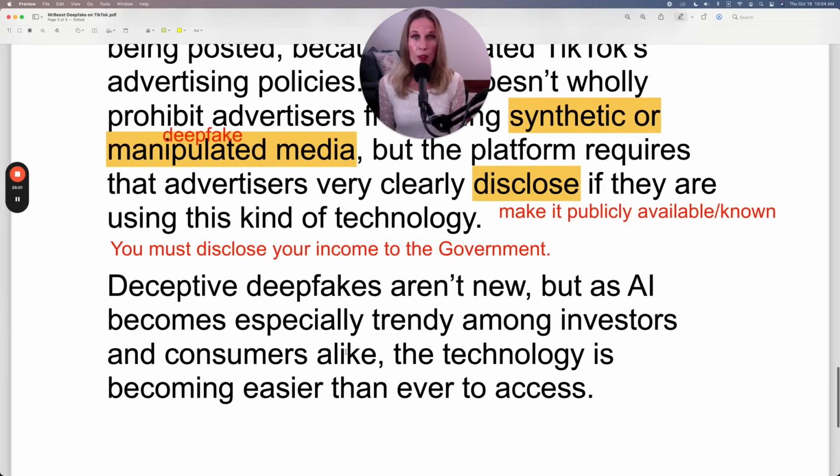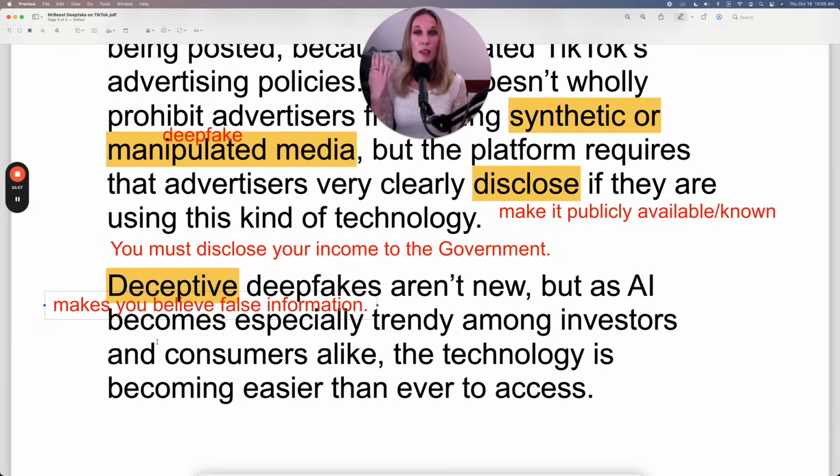Deceptive deepfakes aren't new. If something is deceptive, it means it makes you believe false information. So the deepfake of MrBeast was deceptive because it made you believe that MrBeast was giving you an iPhone for $2, which was not true. Although that is something he would do. So remember, that's why it was within the realm of possibility.